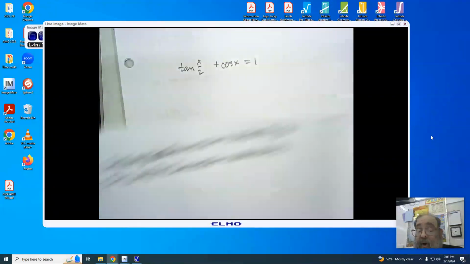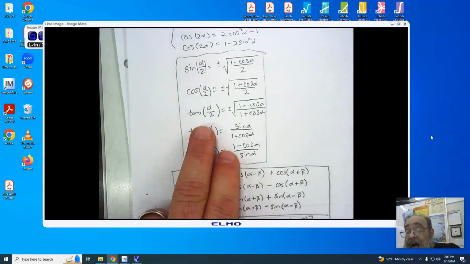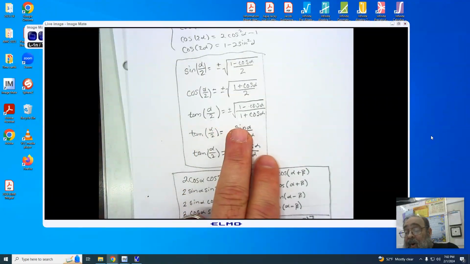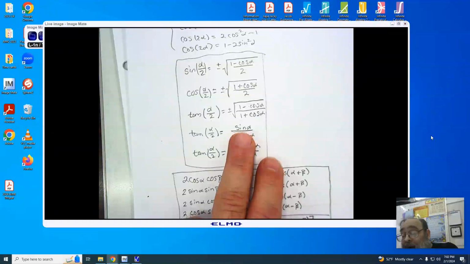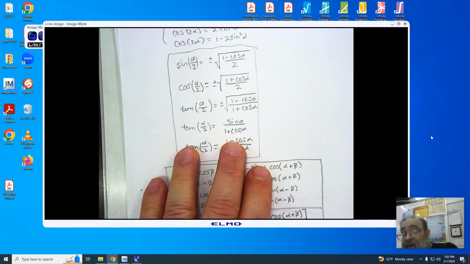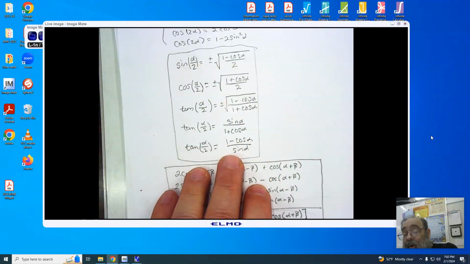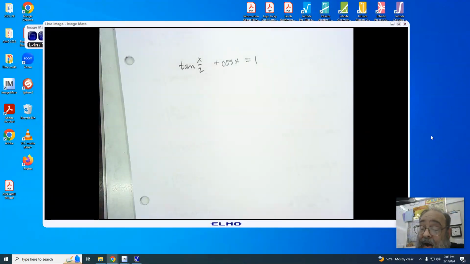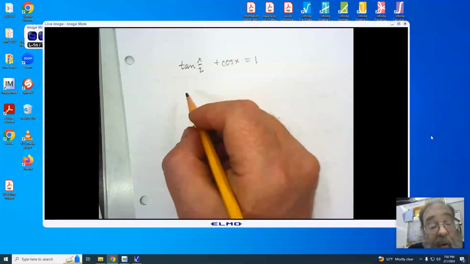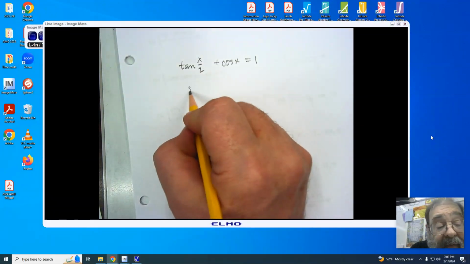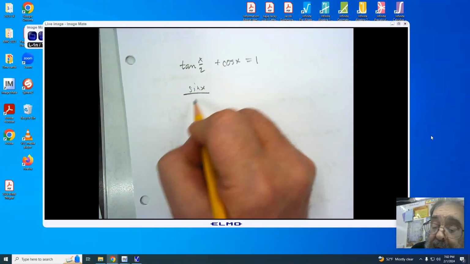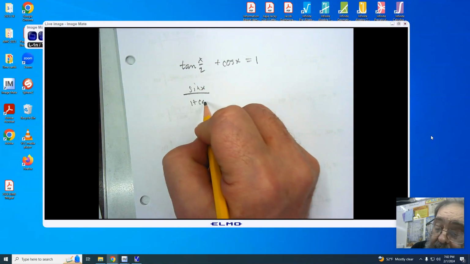Let's just show you what we have. We have either the plus minus square root of (1 minus cosine x) over (1 plus cosine x), or sine x over 1 plus cosine x, or 1 minus cosine x over sine x. Now, I found the easiest identity to work with was the sine of x divided by 1 plus cosine of x.